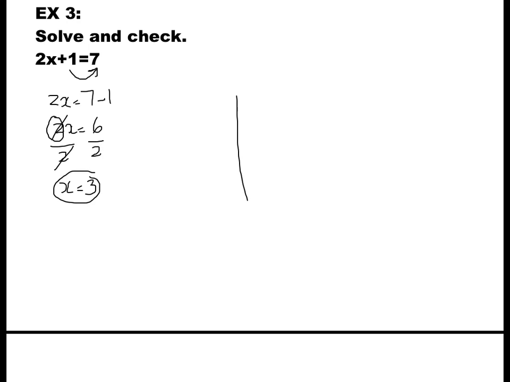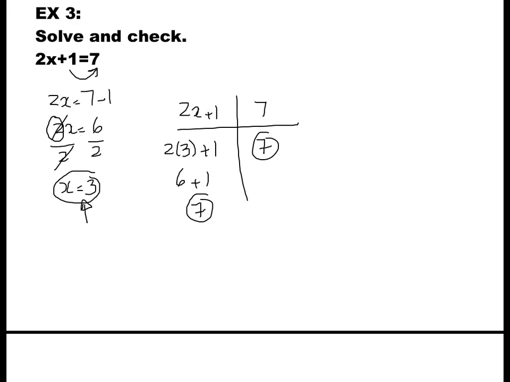So I'm going to draw a table like this, and I'm going to write the left hand side of the equal sign on the left column. So 2x plus 1 on the left and 7 on the right. Now I'm going to substitute this value, which is x equal to 3, into the left and the right hand side. So the left becomes 2 times 3 plus 1. 2 times 3 gives me 6, plus 1 is 7. The right hand side doesn't have a variable, so it's going to stay as 7. And you can see that 7 is equal to 7, so you say your solution is correct.